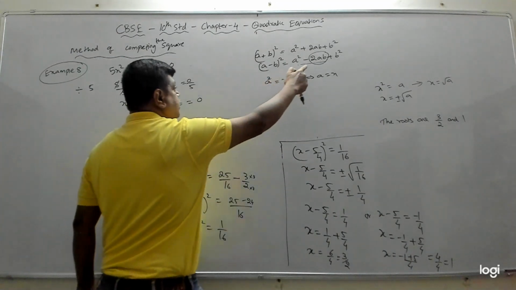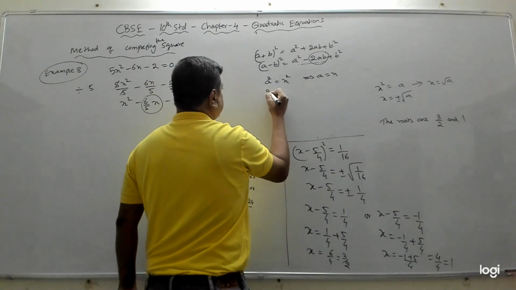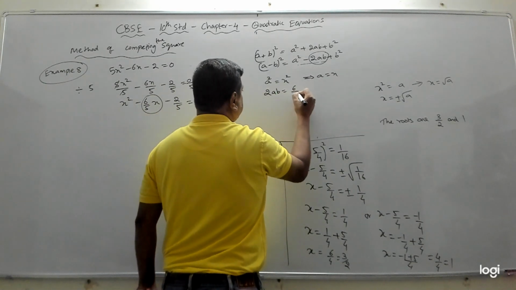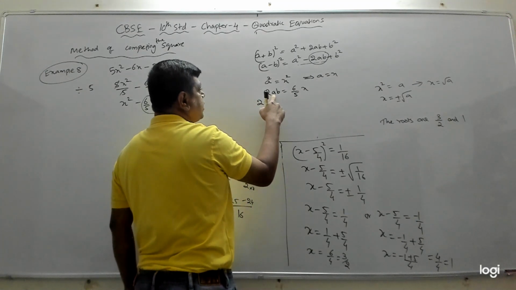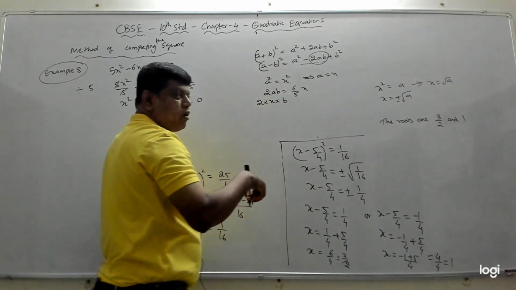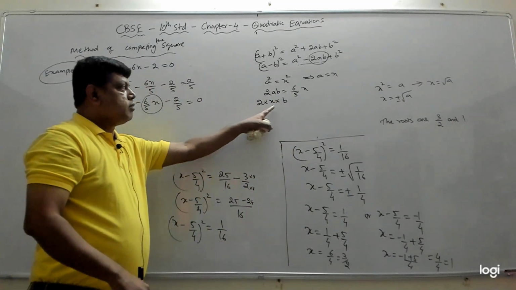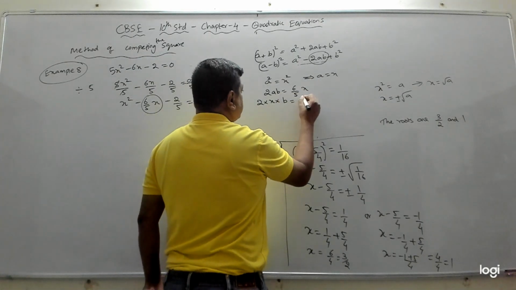For that, take this. This is 2ab equal to 6 by 5x. So 2ab equal to 6 by 5x, which means 2 into a is what? x into b. B we don't know, b we have to find. Keep b as b. A we have substituted as x. We have to find b. So b equal to 6 by 5x divided by 2x.